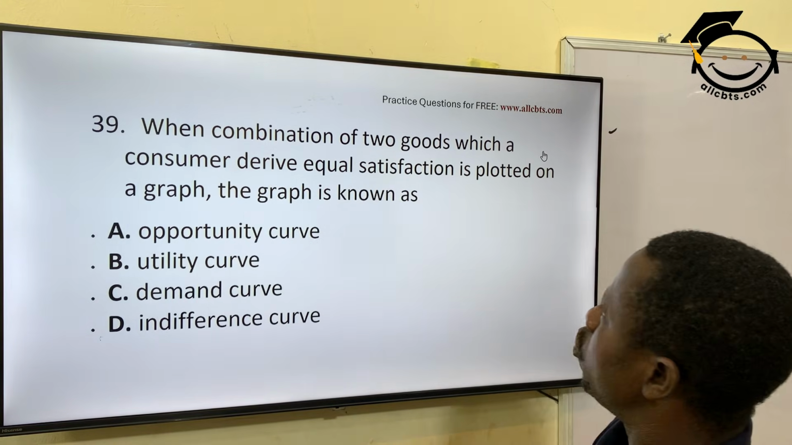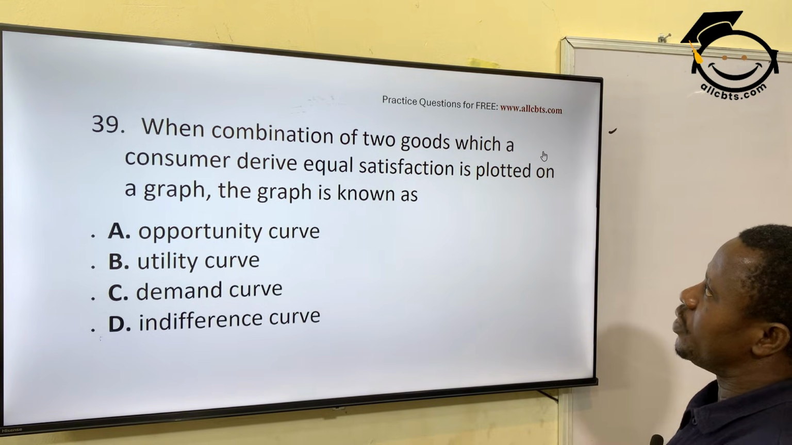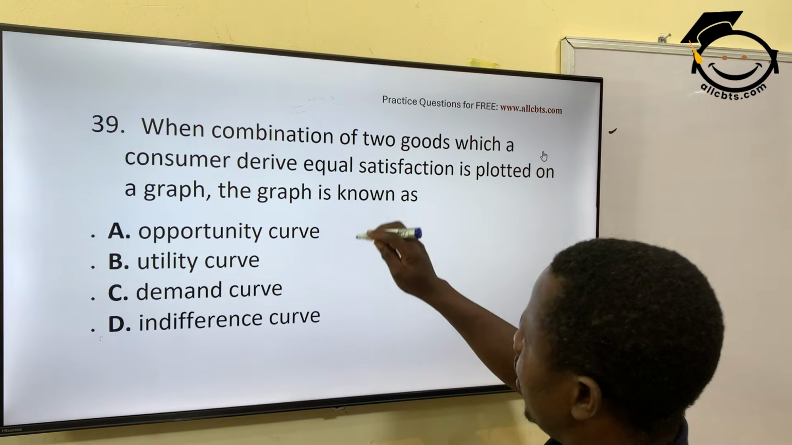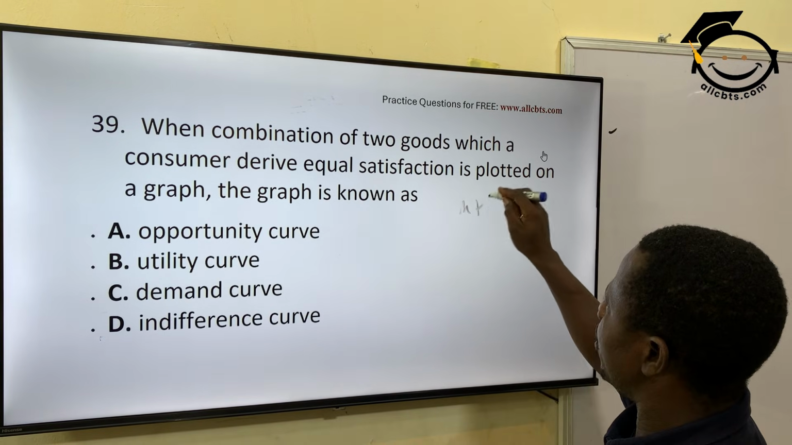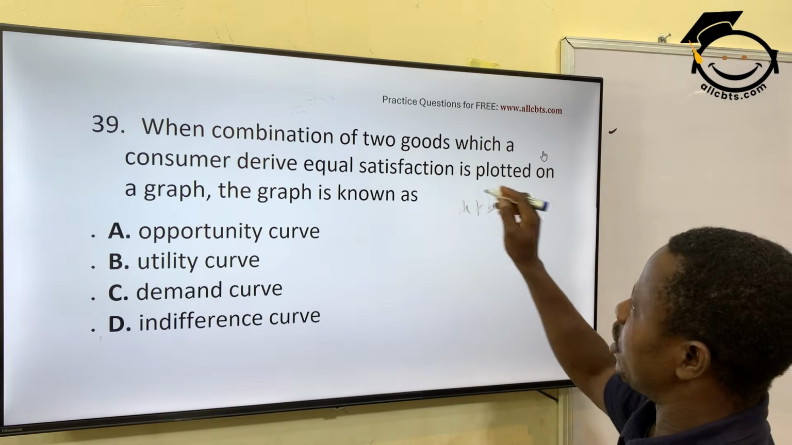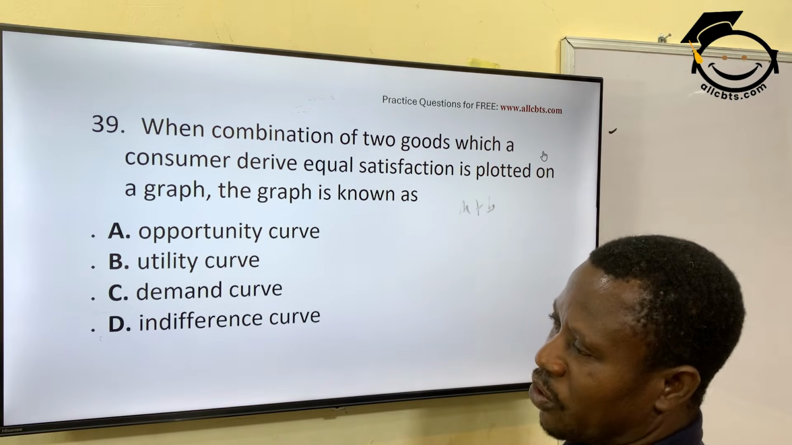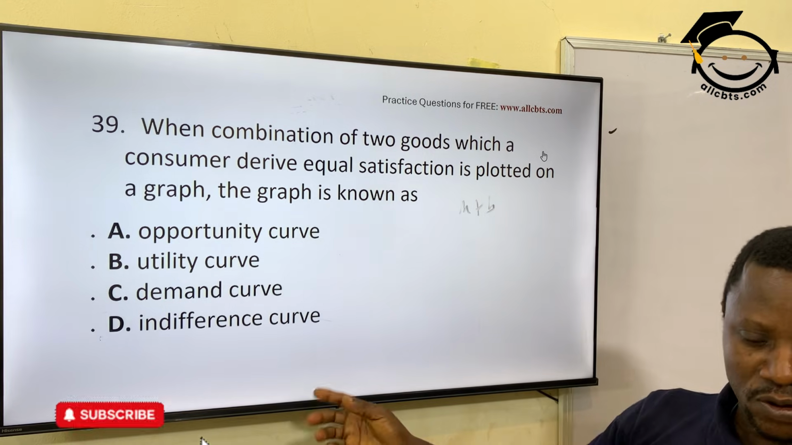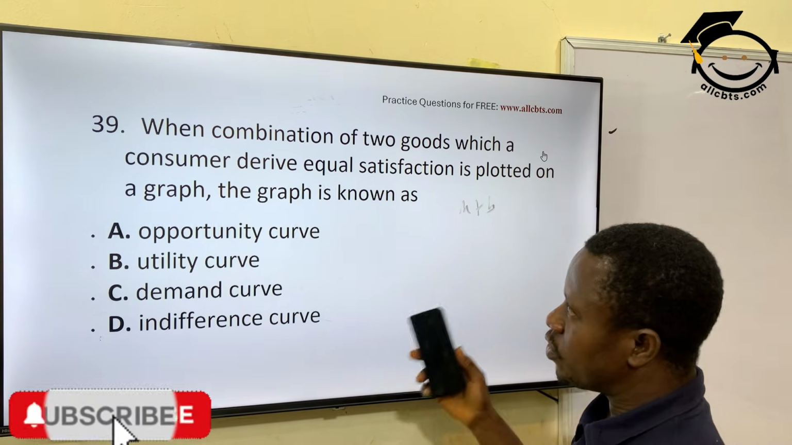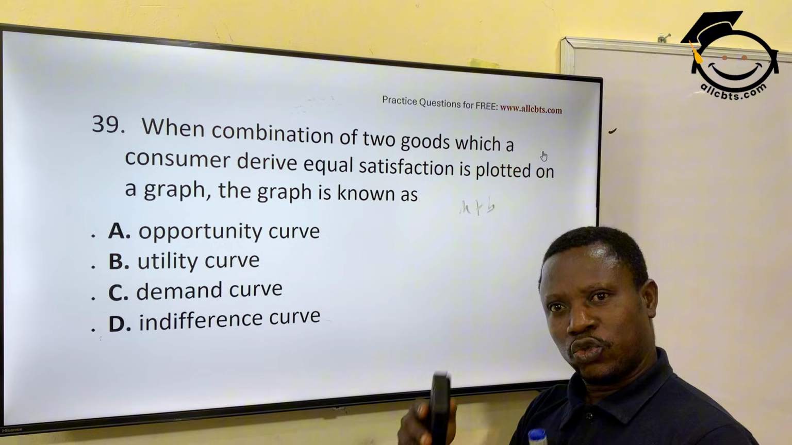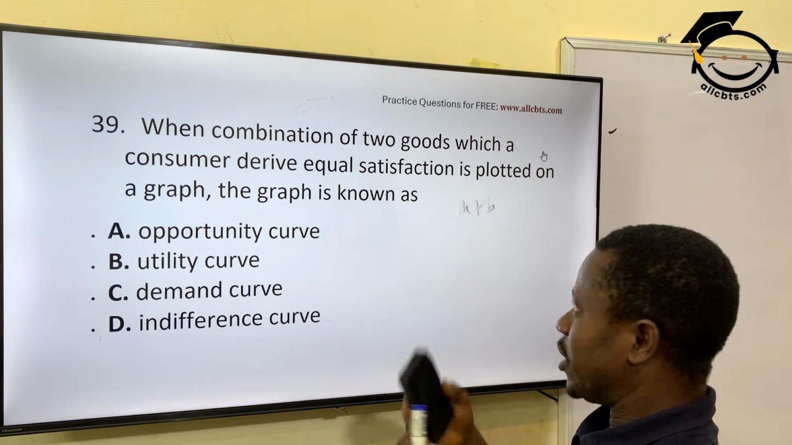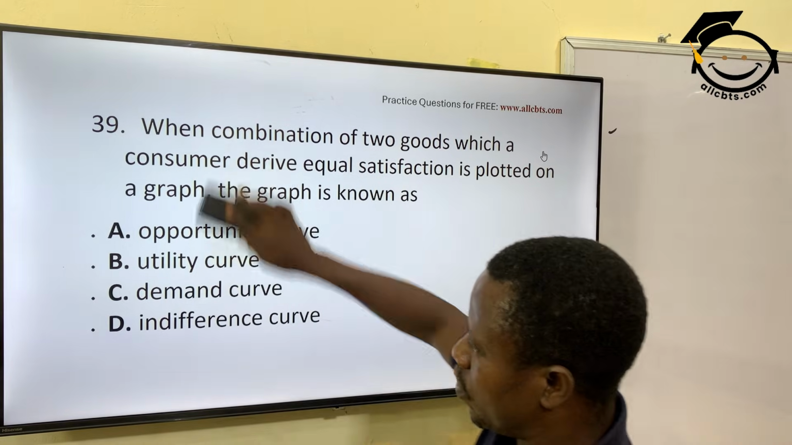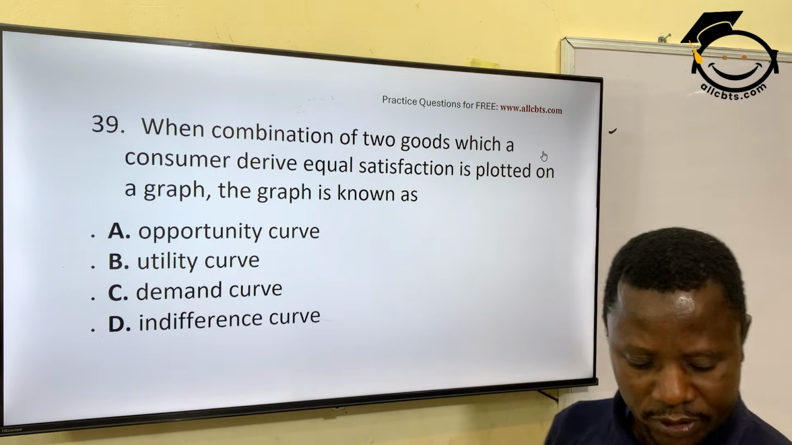When combination of two goods which a consumer derives equal satisfaction is plotted on a graph, when you draw graph, for Milo and Bonvita, equal satisfaction for the consumer, what do you call it? We call it indifference curve. It is called indifference curve. Option D, indifference curve for consumer having two products, satisfying him, is plotted on a curve. We call indifference curve. All right?